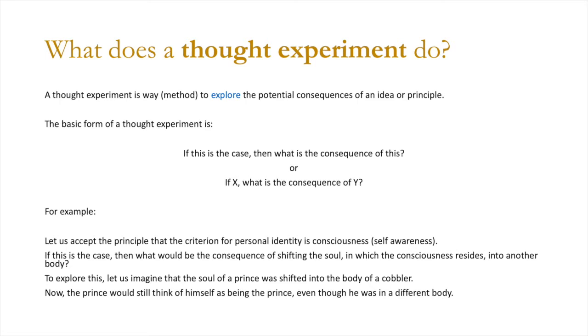For example, let us accept the principle that the criterion for personal identity is consciousness, self-awareness. If this is the case, then what would be the consequence of shifting the soul, in which the consciousness resides, into another body? To explore this, let us imagine the soul of a prince was shifted into the body of a cobbler.